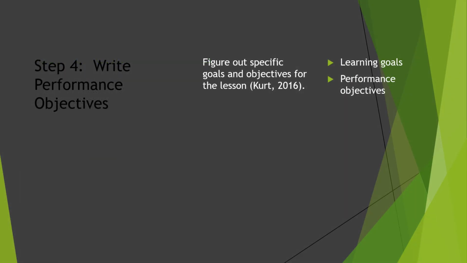Step 4. Write performance objectives. Figure out specific goals and objectives for your lesson by creating learning goals and performance objectives, and make sure that they are carried out and relate to real-world activities.